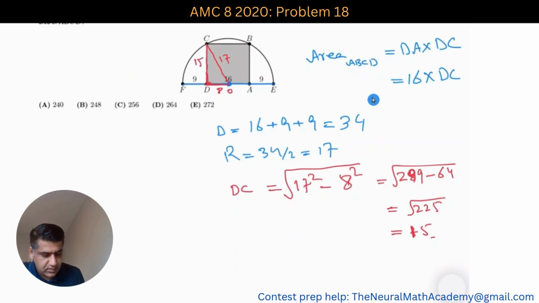So now I can plug this length here and I can solve it for the area, and if I multiply, I get 240, and that is the answer for this question.